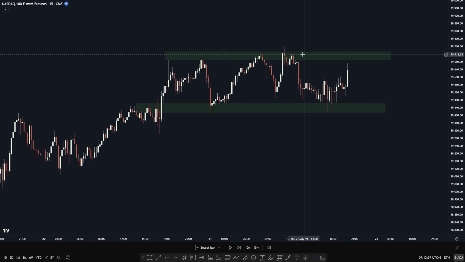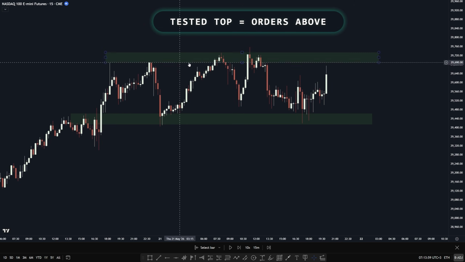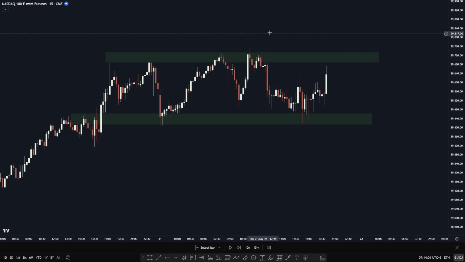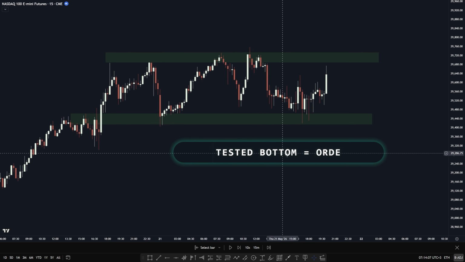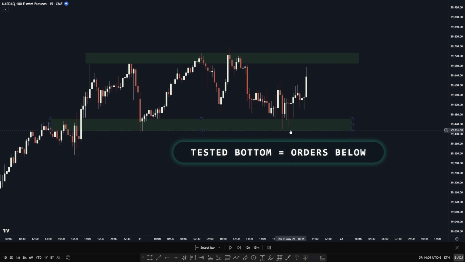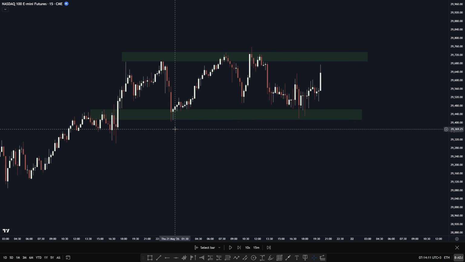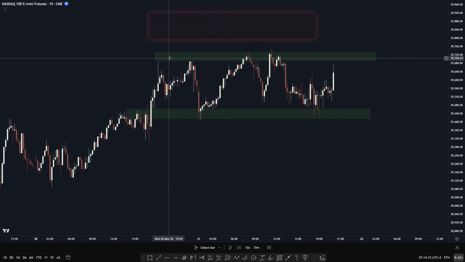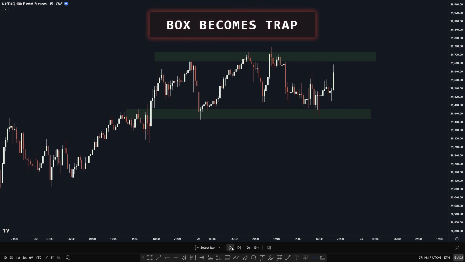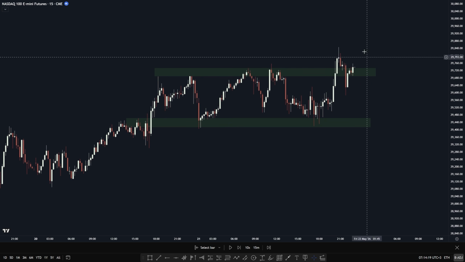Watch this range. The top has been tested several times. That top holds buy-side liquidity, which means orders are likely above it. The bottom has been tested twice. That bottom holds sell-side liquidity, which means orders are likely below it. The chart that looked like a box now looks like a trap with orders on both sides.